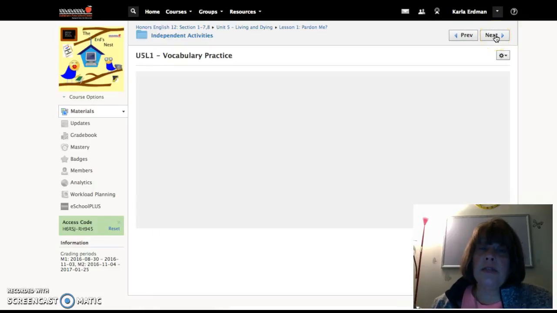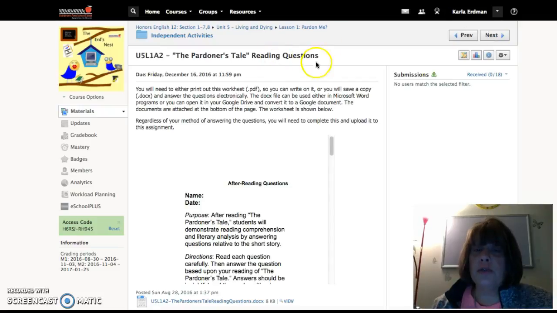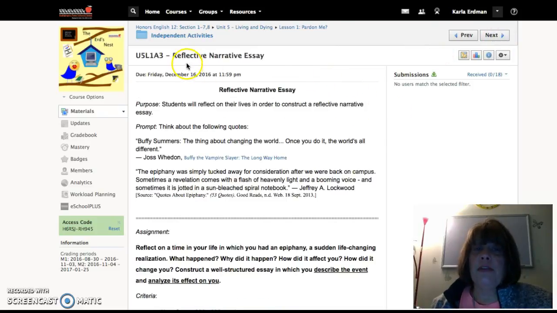In your independent activities, you have vocabulary practice like usual. There are Pardoner's Tale reading questions, just like last unit you had for A Doll's House. And then you have a reflective narrative essay. Make sure that you are looking at the prompt.